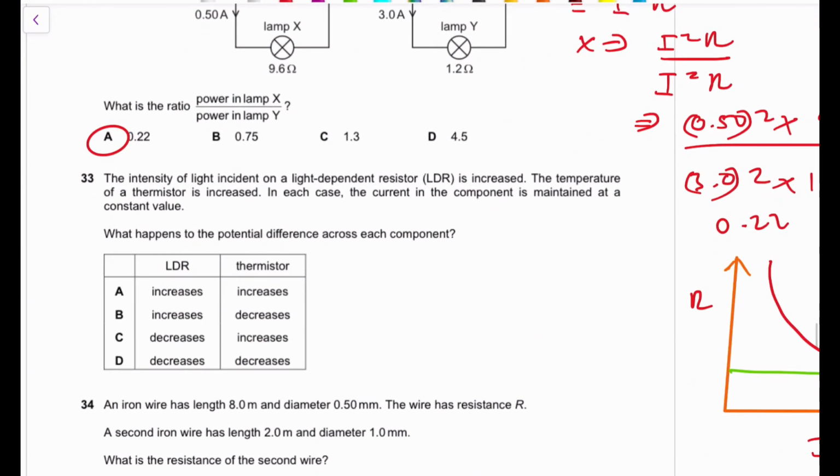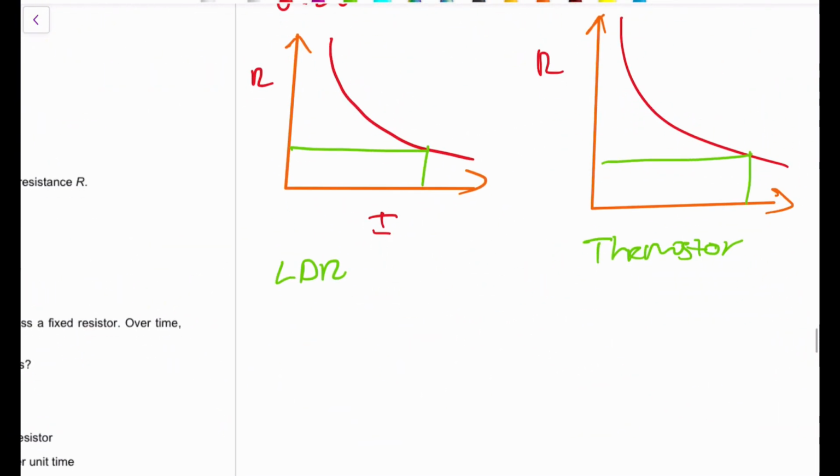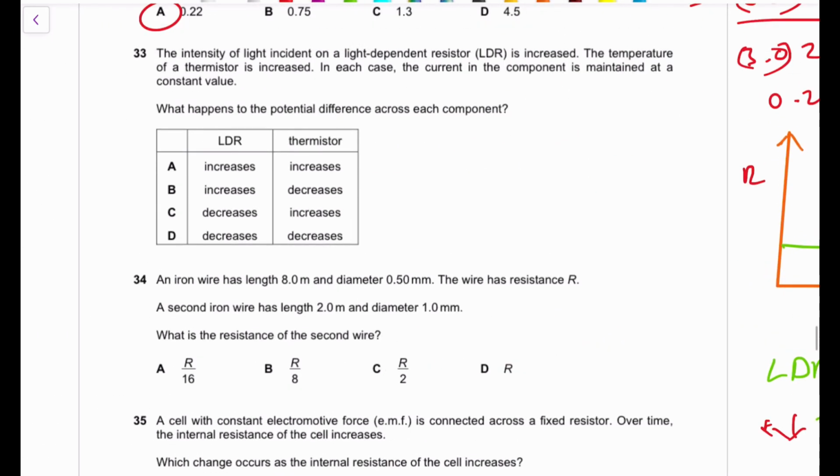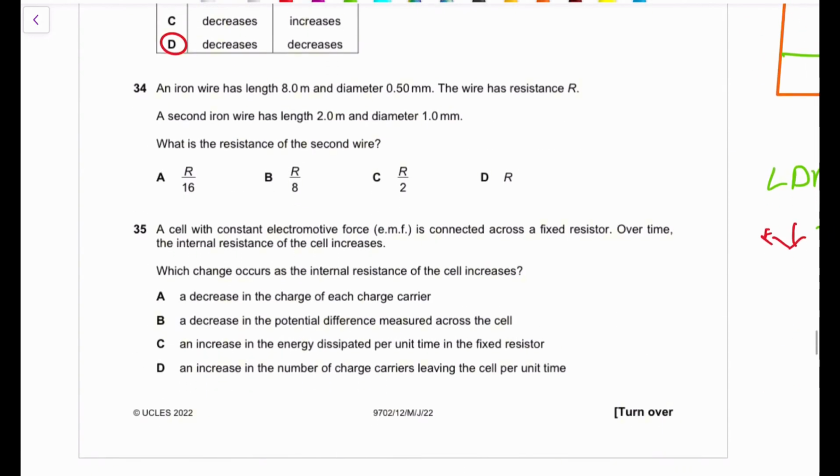So what happens with the potential difference across each component? I know that V is equivalent to IR. So if I decrease the resistance, I'm also going to decrease the potential difference in both scenarios. So it's going to be decreasing in both scenarios. So the answer is going to be D. Very, very important for you to be able to think of that. Question 34.